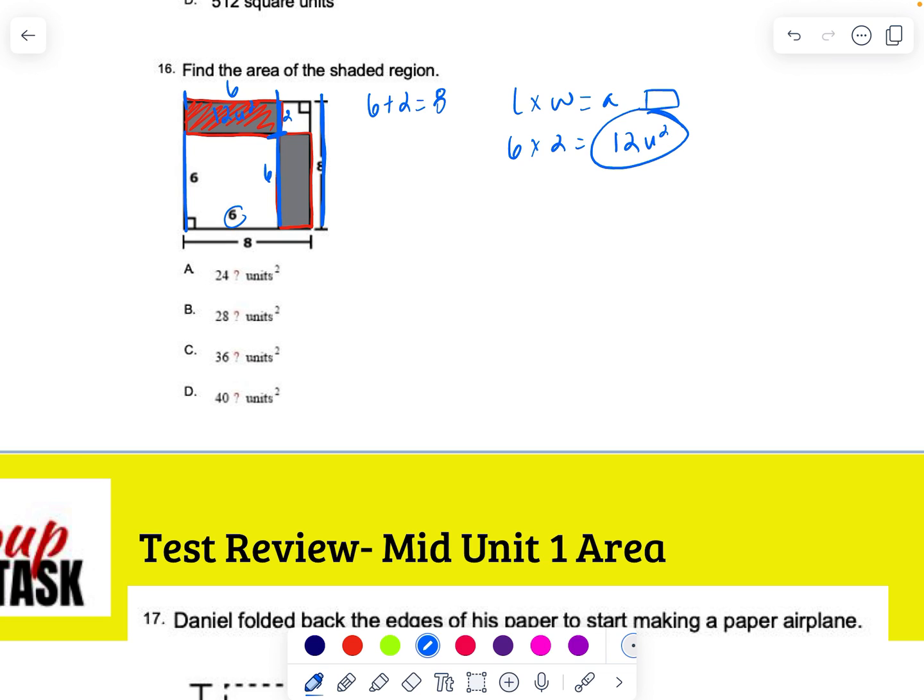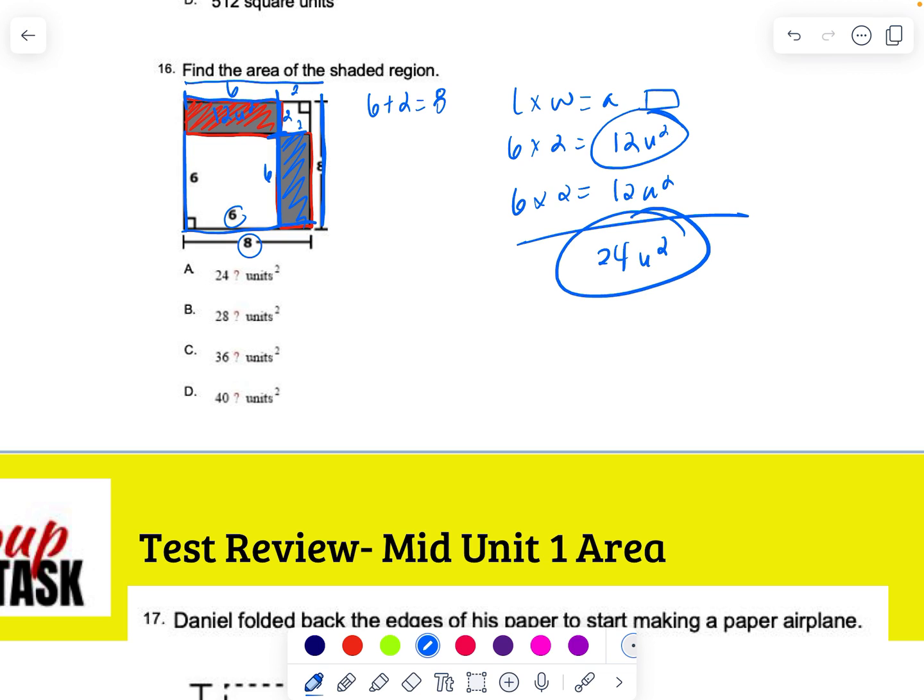That's 12. And then I'm going to do the same thing for this one right here, okay? I know this is 6. Okay, that's 6, and I know if this whole thing is 8, like it tells me right there, and from here to here is 6, then that's 2, okay? So that means this is 2. So I'm gonna do 6 times 2 equals 12 units squared again, and that's 24 units squared, okay? 24 units squared. So the answer is A.